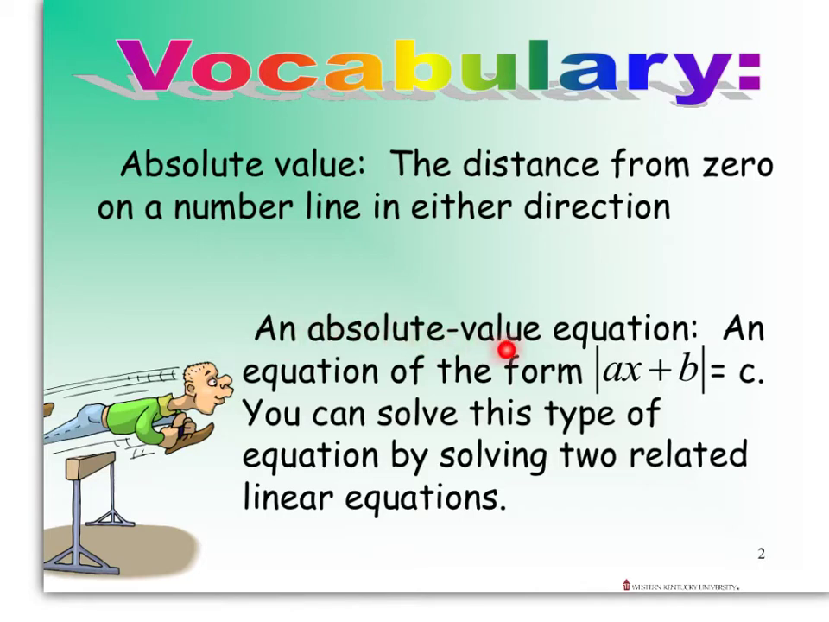An absolute value equation, which is an equation in the form of ax plus b inside the absolute value bars equals some constant c. We can solve this type of equation by solving two related linear equations, and that's what we will be practicing in this lesson.